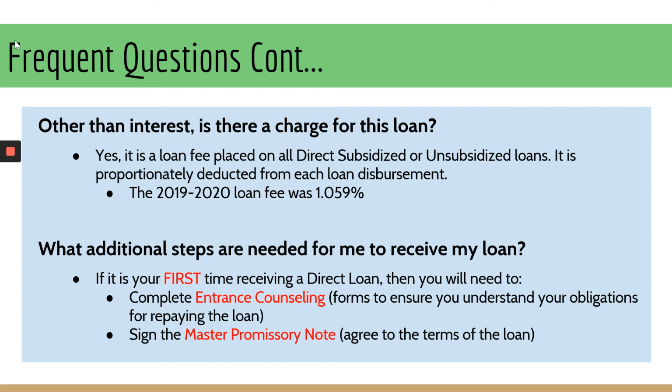Next, what additional steps are needed for you to receive your loan? Every institution will require a student to complete 2 steps. First, the entrance counseling, and next, the master promissory note. The entrance counseling is an online module that is about 40 minutes in length, and for you to review what your responsibilities are in taking out that loan. Lastly, again, the master promissory note. The master promissory note is the legal binding document to confirm that you fully understand what your responsibilities are for taking out that said loan.